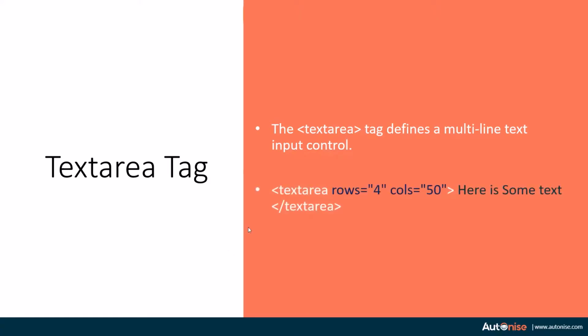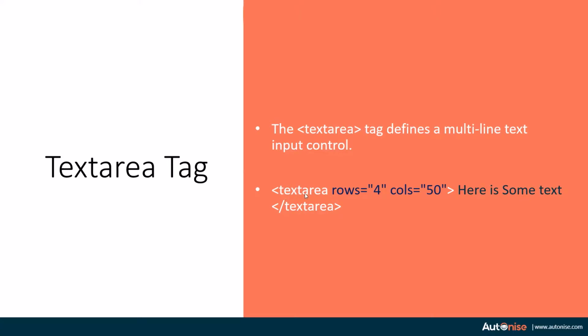Next is the text area tag. The input tag is used to specify one line inputs of text. But if you want to have multiple lines of text, you use the text area. The code to write a text area is as follows.